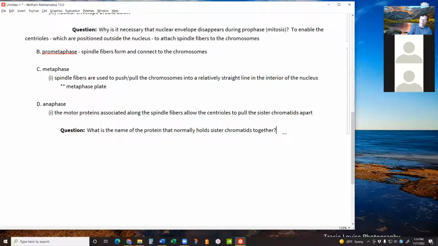Okay, Anthony's the first to answer, and he happens to be right. Good job, Anthony. It is, in fact, cohesins. Cohesins are the proteins that hold the sister chromatids together. And if you don't remember that, just take a look at figure 2.8. Then I want to ask you another question.